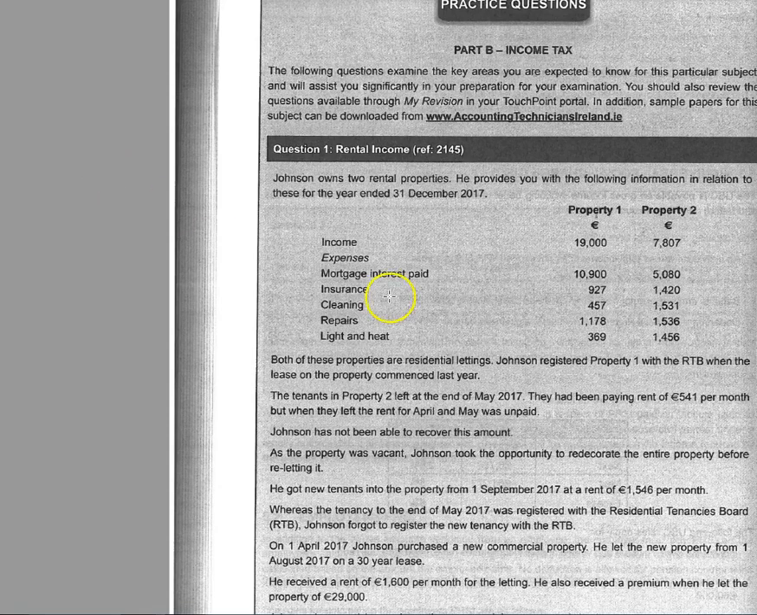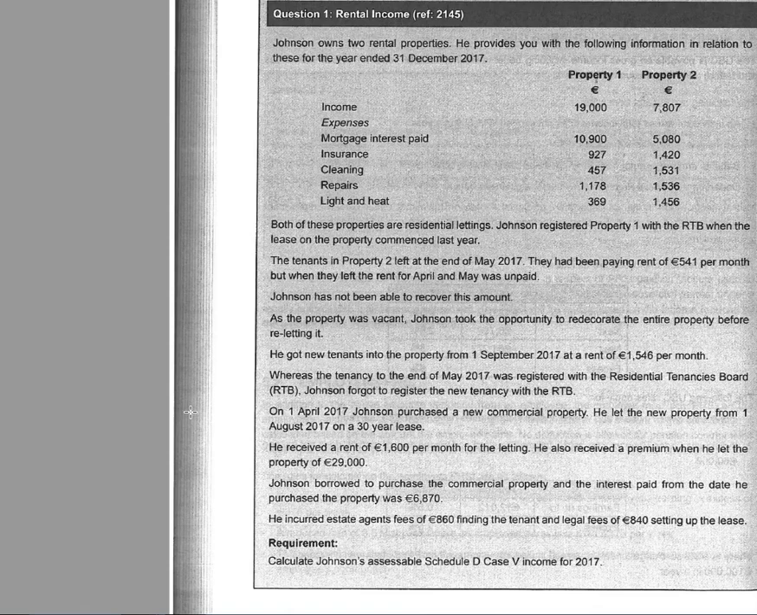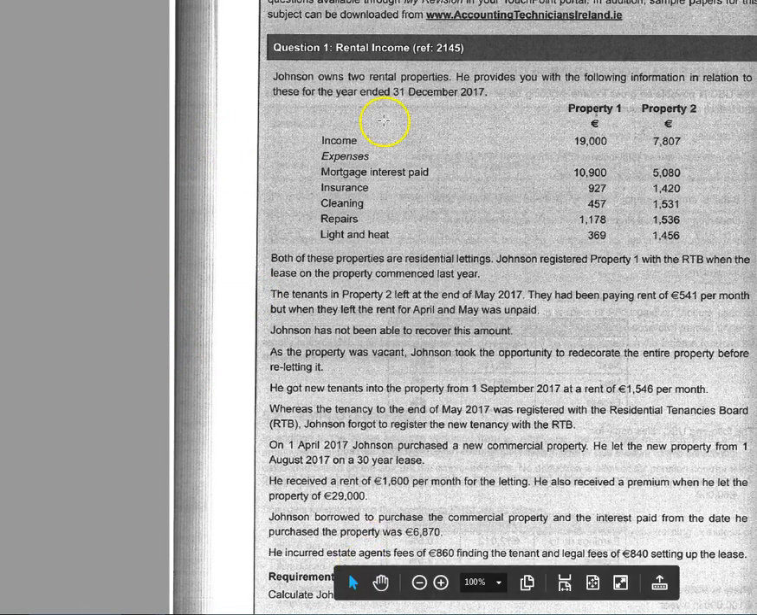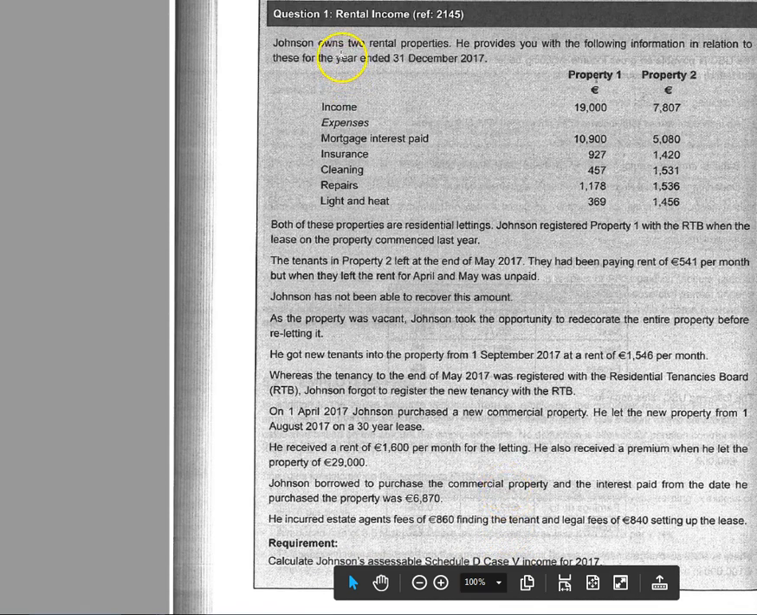We're looking here at question 1 in chapter 5. It's on page 110 of the Advanced Taxation Manual. So it's a rental income calculation. It's asking us to calculate Johnson's assessable rental income for 2017. And we take a read of it.